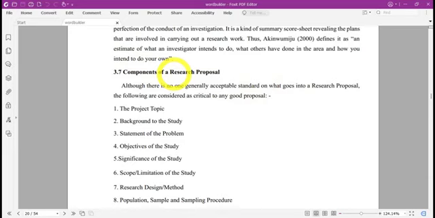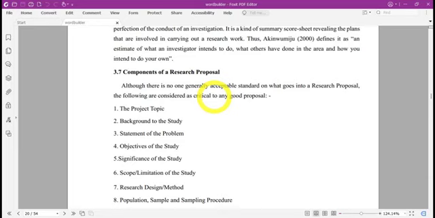Okay, let's go. Although there is no one generally acceptable standard on what goes into a research proposal, the following are considered as critical to any good proposal. There is no generally acceptable standard on how you go about your proposal, but these are critical ones. These are the things that you definitely have to apply in every project work you're doing.